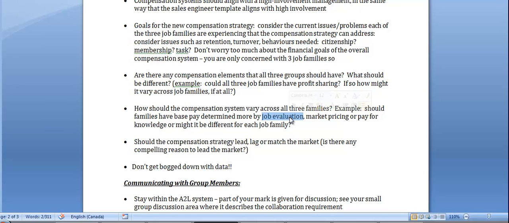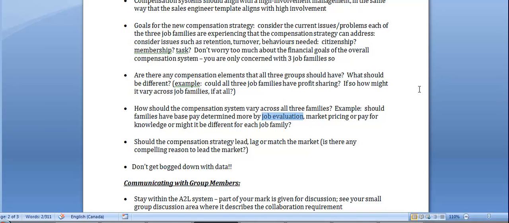Right? Maybe you don't. Maybe some of them you think should be market priced. Maybe you're split for base pay among job evaluation, market pricing, and pay for knowledge, even in one job family, and in another job family it might be only job evaluation. You might decide for the administrative people to use job evaluation and market pricing and no pay for knowledge. That's up to your group to decide what you want to do.